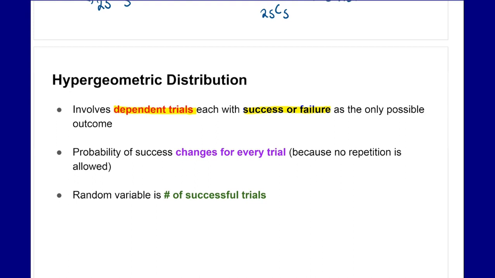The probability of success changes for every trial because no repetition is allowed. Because we're selecting a person or we're picking a student in the previous example, the probability would change from trial to trial. And the random variable is the number of successful trials. So again, that part is similar to the other one that we've looked at. This one's different because now we're looking at dependent trials with only success or failure.